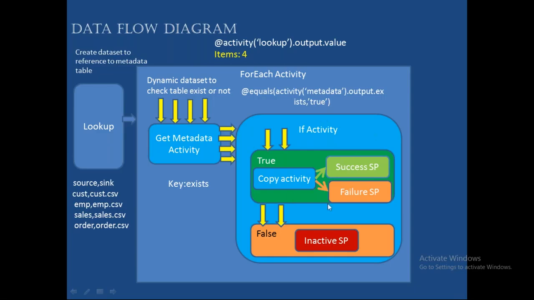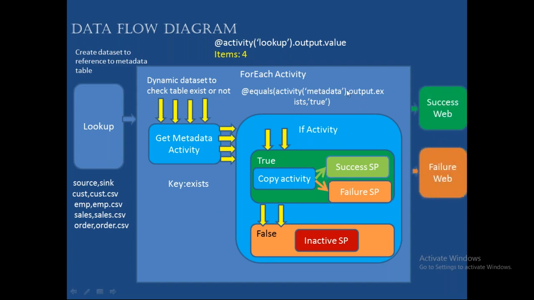If any activity inside for each failed, your for each activity will show as failed. Remember, if anything fails inside, like in a copy activity, the parent activity status will be failed. That's why I'm checking the for each activity status, whether it is failed or succeeded. If it is succeeded, I will send a success notification. If it is failed, I will send a failure notification. Okay, so something like this.